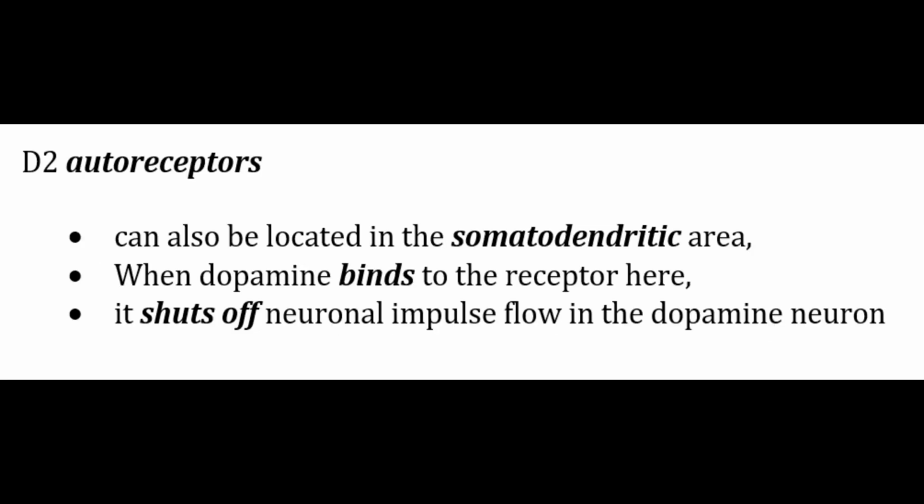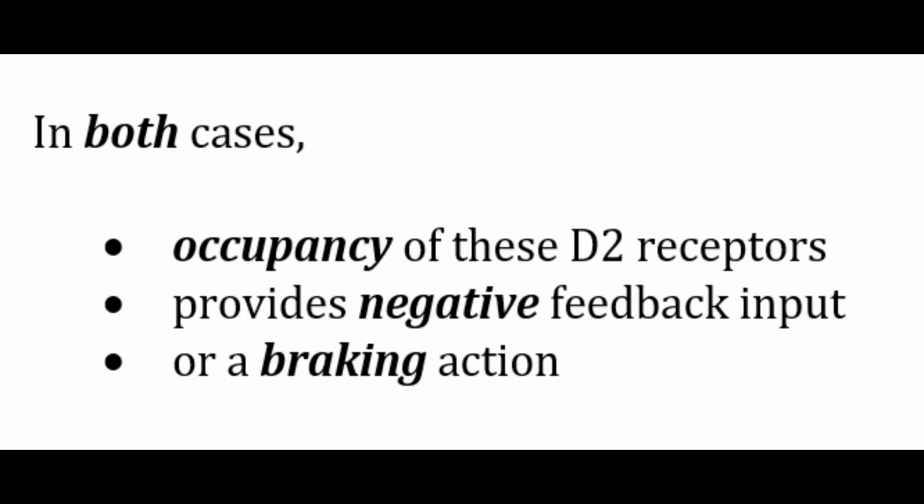Now, as just mentioned, these D2 autoreceptors can also be located in somatodendritic areas. When dopamine binds to these autoreceptors, it shuts off neuronal impulse flow in the dopamine neuron. Thus, in both cases, occupancy of these D2 receptors provides negative feedback input or braking action.